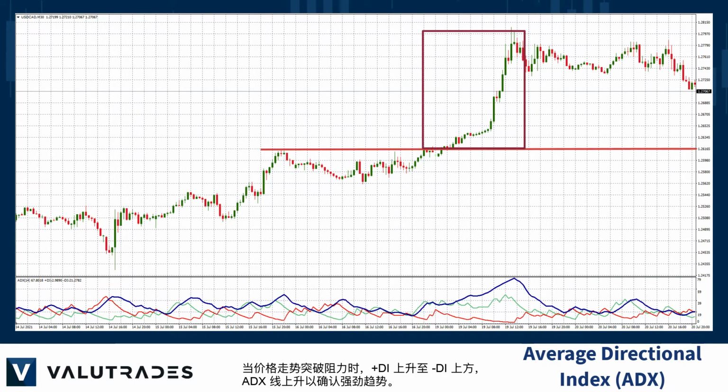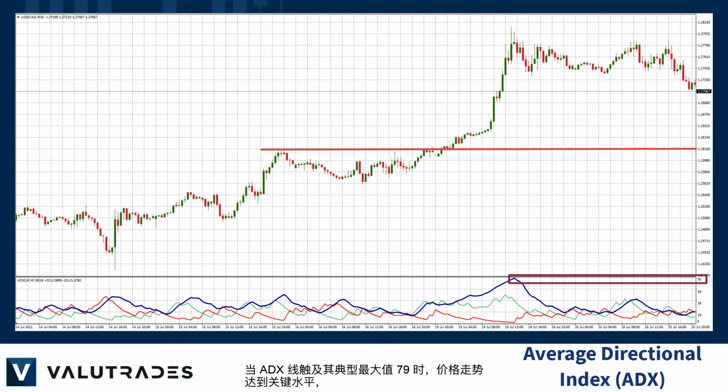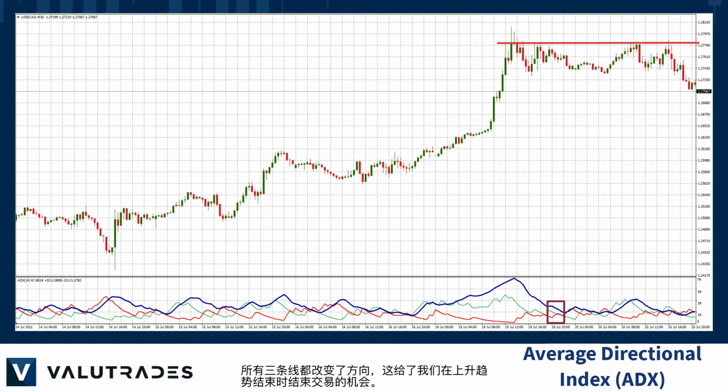action broke resistance, the positive DI rose above the negative DI, and the ADX line rose to confirm a strong trend. When the ADX line hit its typical maximum of 79, price action reached a key level, and all three lines changed direction. This gave us an opportunity to close the trade as the uptrend had come to an end.